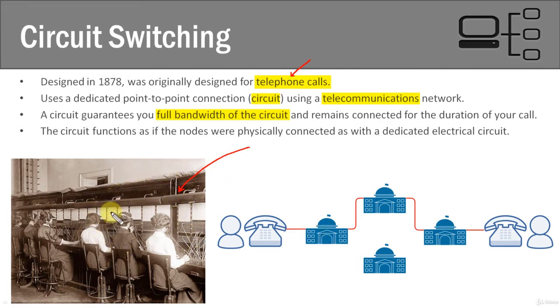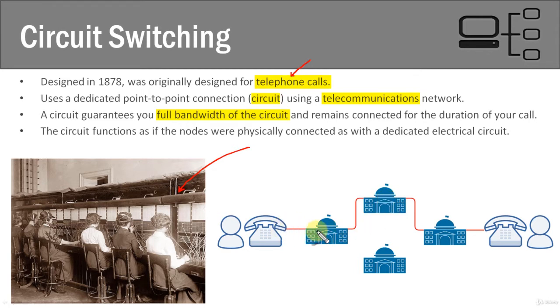For example, a long time ago, these operators here had to manually put in these circuits. So if I wanted to communicate with this person over here, they would set up a circuit all the way across from here. And for those of you that remember that long distance calls used to be a lot more expensive than local calls, this is the reason why, because they're physically setting up a dedicated circuit over multiple different telephone companies' switching boards. And when we're using the circuit, nobody else can use it. It's dedicated only for our communication.